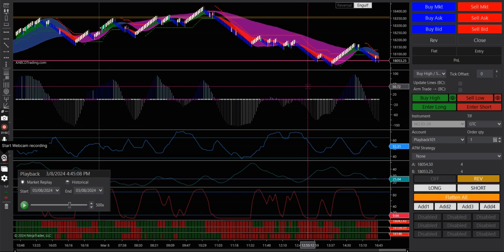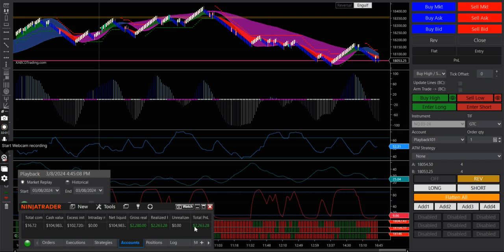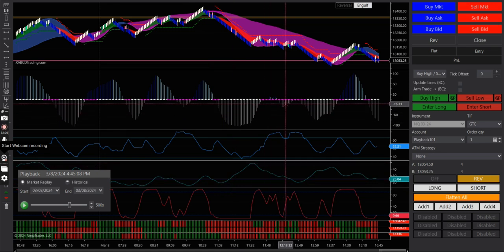So today, well, not today, the March 8th market replay. My profit, a total of $2,263.28. So I've showed you my setup. This is how I would enter the market if I was trading live and I stick to my trading rules that I have set up.